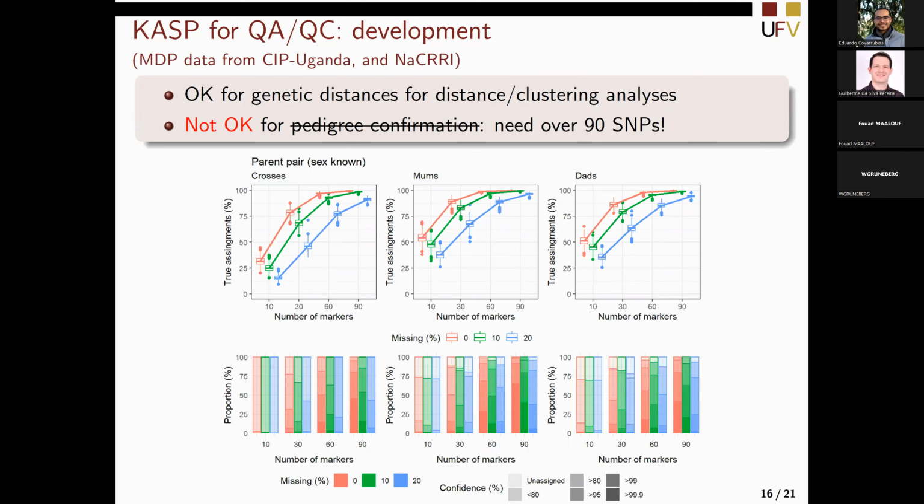markers we had developed. We ran some simulations, right? And having up to 10% true assignments for crosses would require 90 markers without any missing data, which is very hard to get, right?